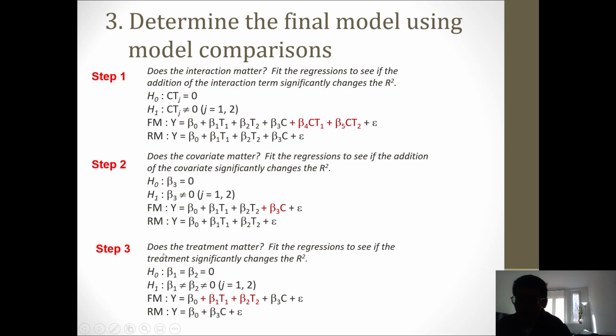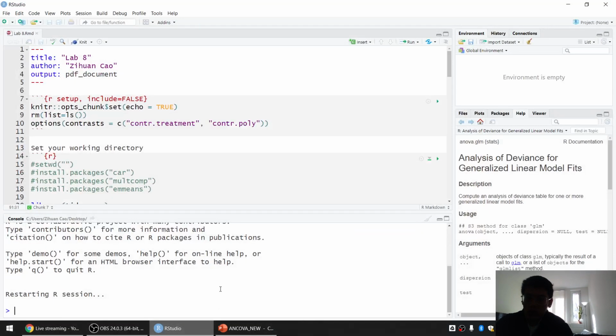The model comparison. For the third step, you can see that in the full model, we are still using the full model from step 2, but the reduced model is changed. The reduced model is missing the two treatment effects here. So that's the model comparison of the treatment effect. We're going to see whether the treatment effect is significant or not. Okay, so let's run our R code.